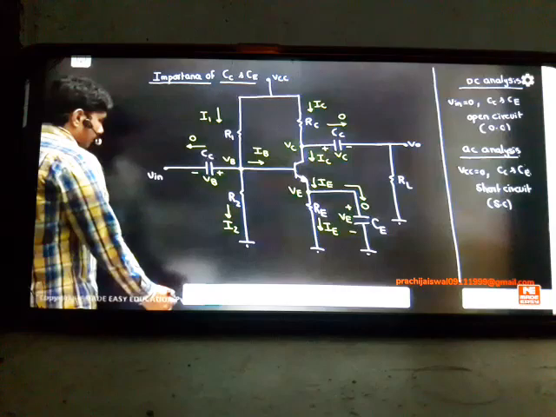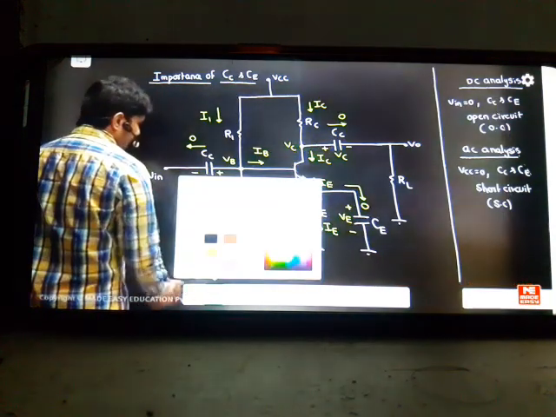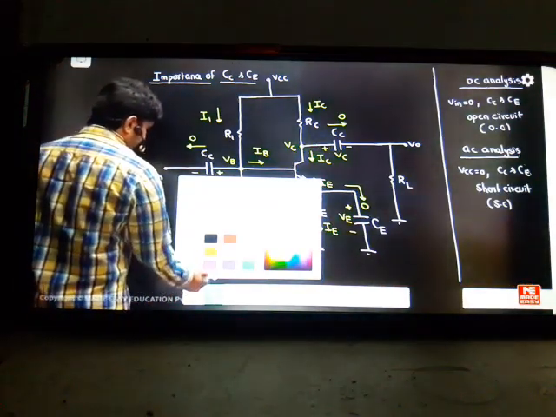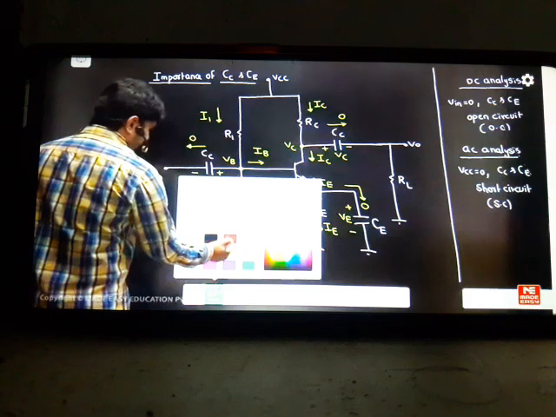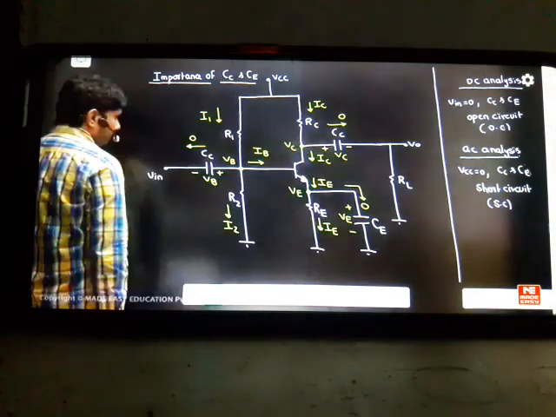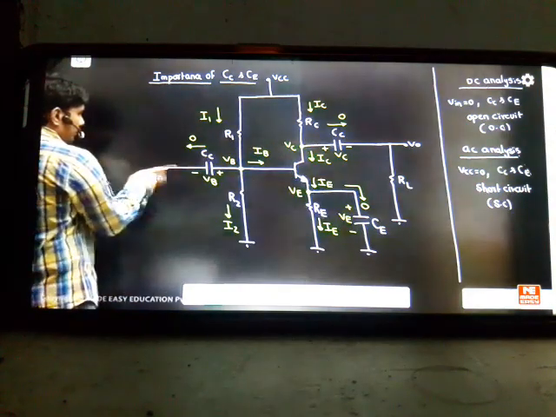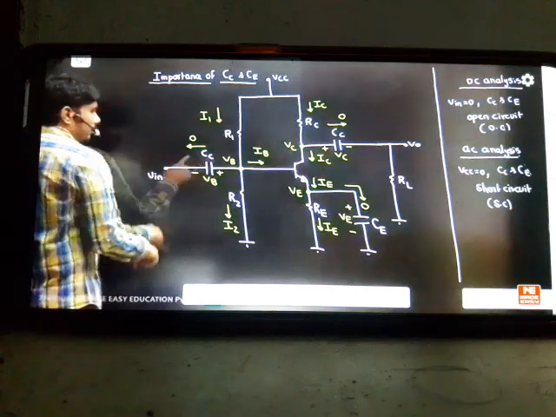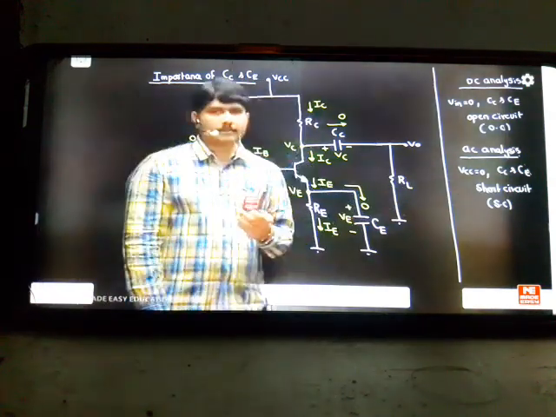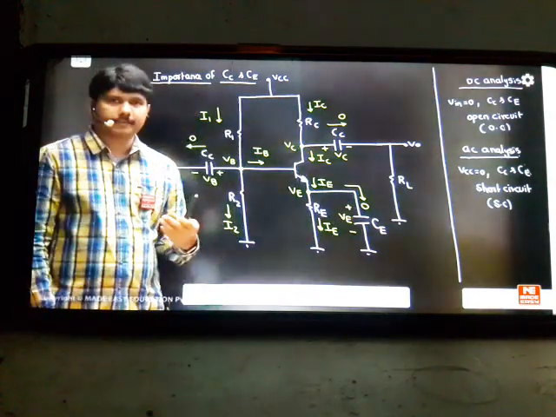For the AC signal that you applied, I'll take another color, so you can distinguish the colors. Blue I am taking for AC analysis. From here you start the signal. When the signal enters, this capacitor will work as a short circuit. So for AC it is allowing entry, and for DC it is blocking it. When it blocks, it stores the value.